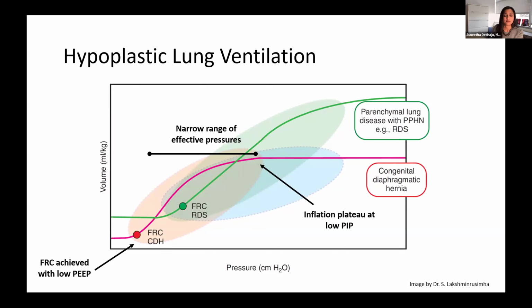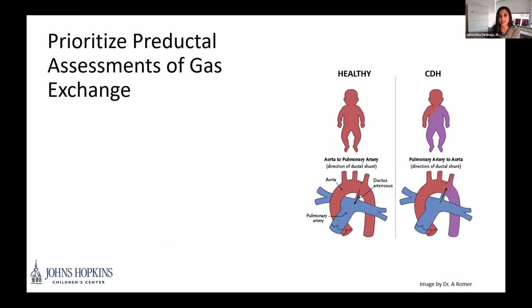Now, how do we know if the pressures we've chosen are going well for the baby? Well, naturally, we're going to get some blood gases. And what I'm recommending here is that we use preductal assessments of gas exchange. And I'm saying this particularly to the audience of neonatologists who love umbilical arterial catheters, myself included. Umbilical arterial catheters are postductal. And I want to point out why this matters.